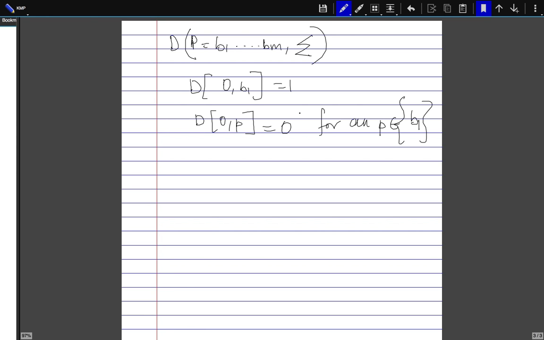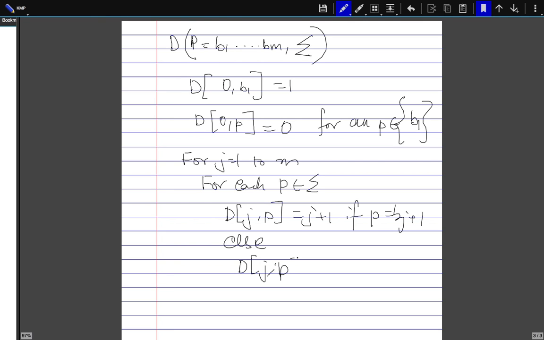And then we can see the rest of the cases. I'll write out the pseudocode first, and then we're going to go through the pseudocode. We say for j equals 1 to m, for each p belongs to sigma, d j p equals j plus 1 if p equals b j plus 1, else d j p equals d of f j p.